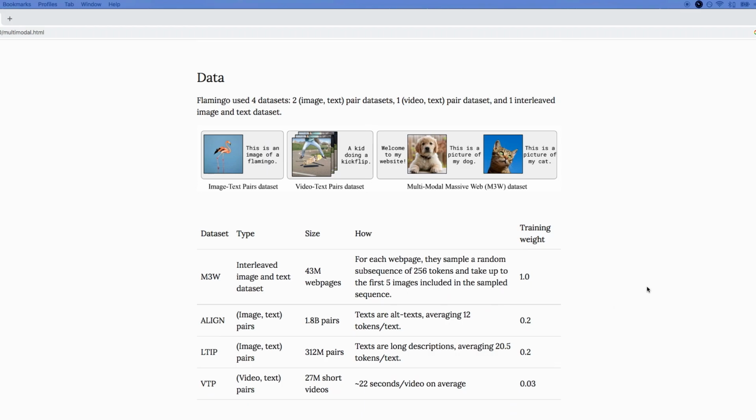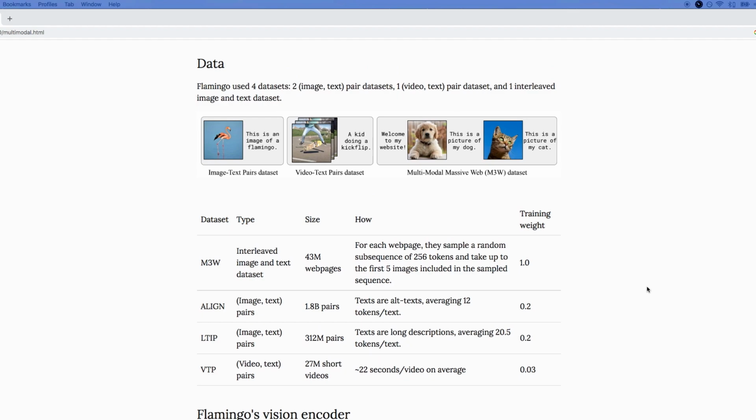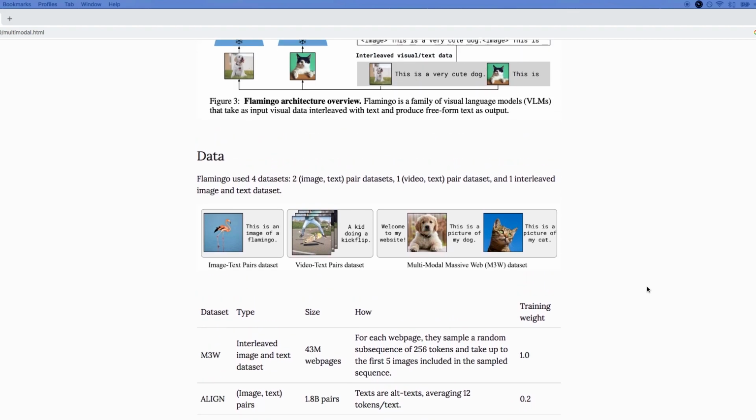Data. Flamingo used 4 datasets: 2 image-text pair datasets, 1 video-text pair dataset, and 1 interleaved image and text dataset. Dataset type, size, training weight. Interleaved image and text dataset, 43 million web pages, for each web page.